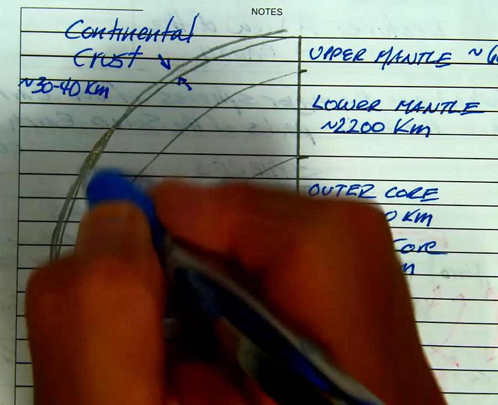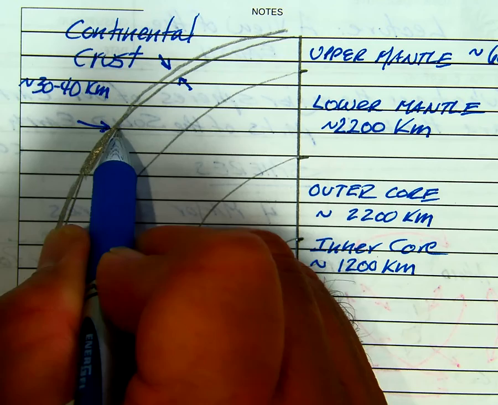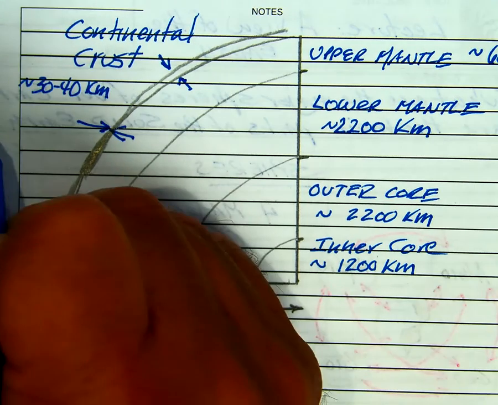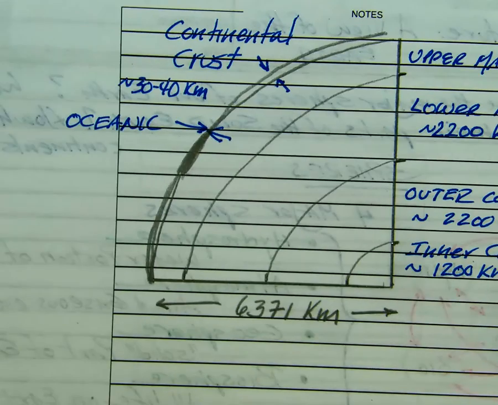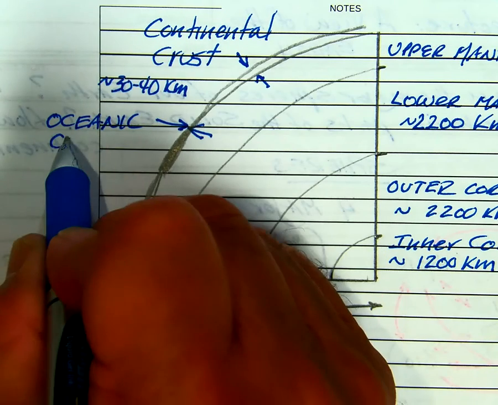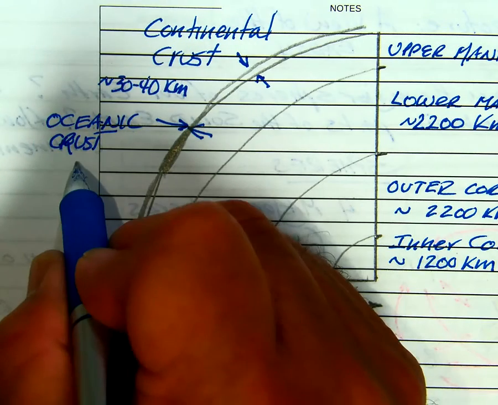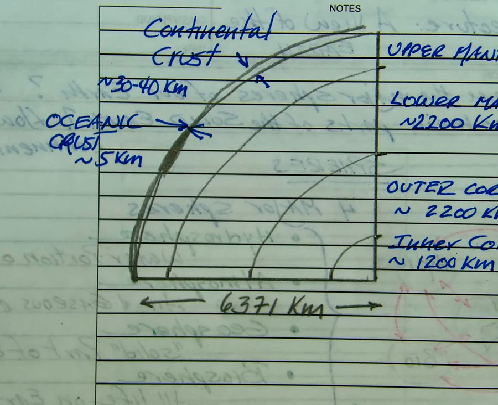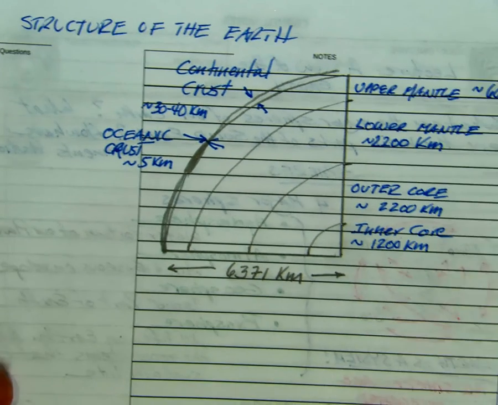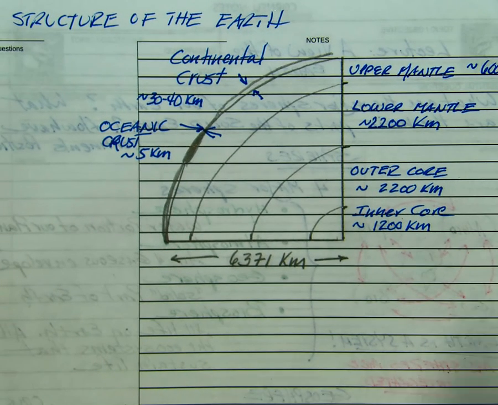The oceanic crust, on the other hand, is much thinner. From right there to right there is oceanic crust, and that's approximately 5 kilometers, much thinner. Of course, you have an ocean sitting on top of it. So do me a favor and copy this the best you can. Use a ruler again to do the measurements. You have to be familiar with that.